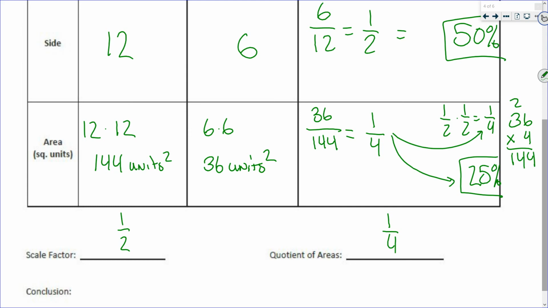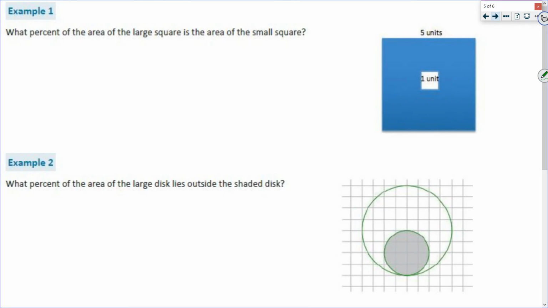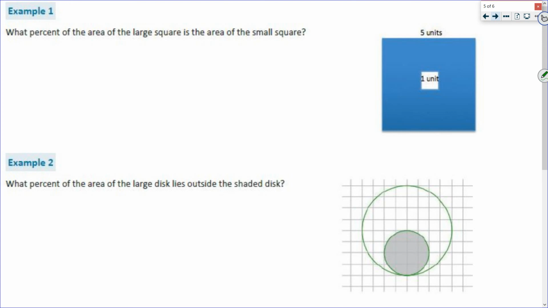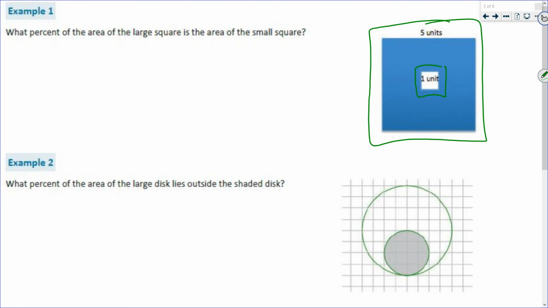So let's see if we can apply this information to a couple of problems. What percent of the area of the larger square is the area of the smaller square? Okay, so we want to know what percent this square is of this bigger square. Well, we could just do our typical thing. It's kind of just a simple little problem here. We can do this multiple ways. We can either use our scales or we can actually use some common sense here.